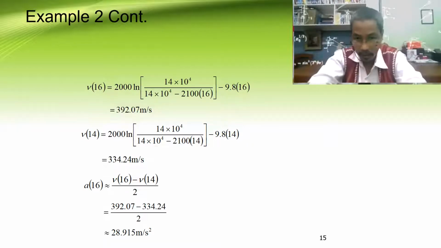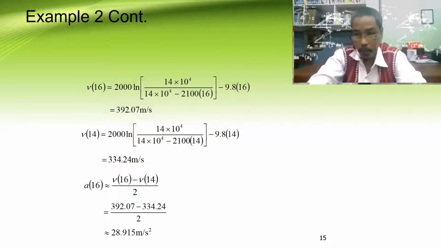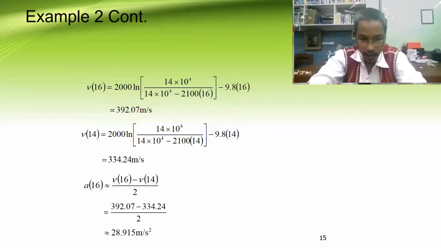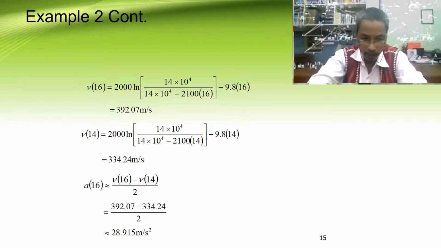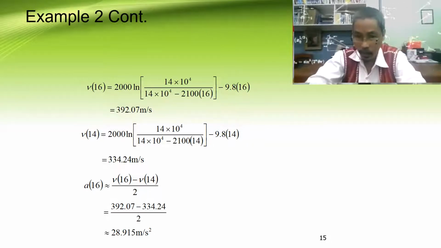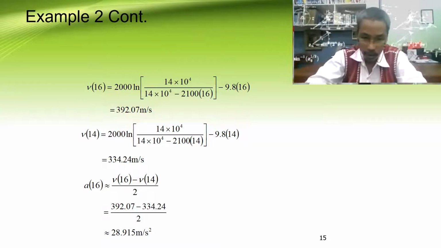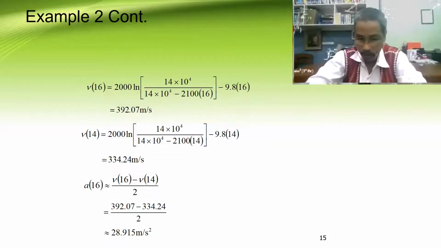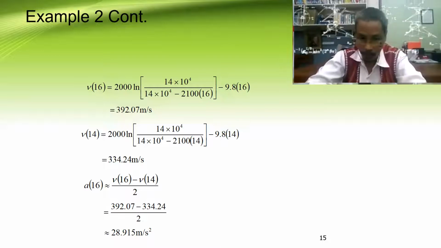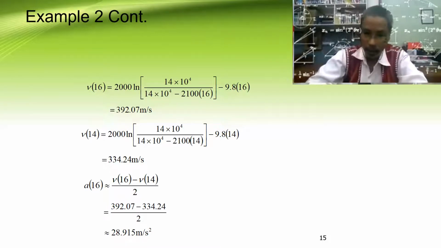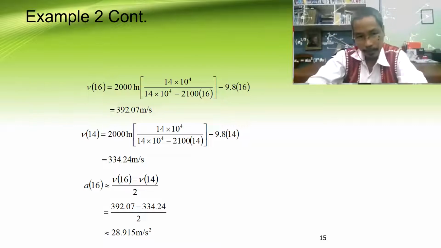Then just substitute the value for velocity at 16 and the value for velocity at 14. We have 392.07 minus 334.24, divided by 2, and you will have the answer 28.915 meters per second squared. That is our answer for letter A.